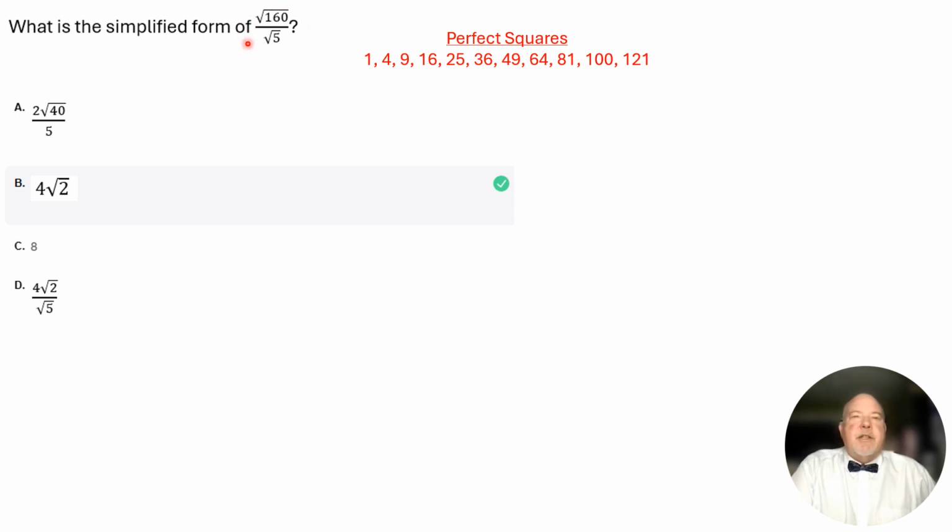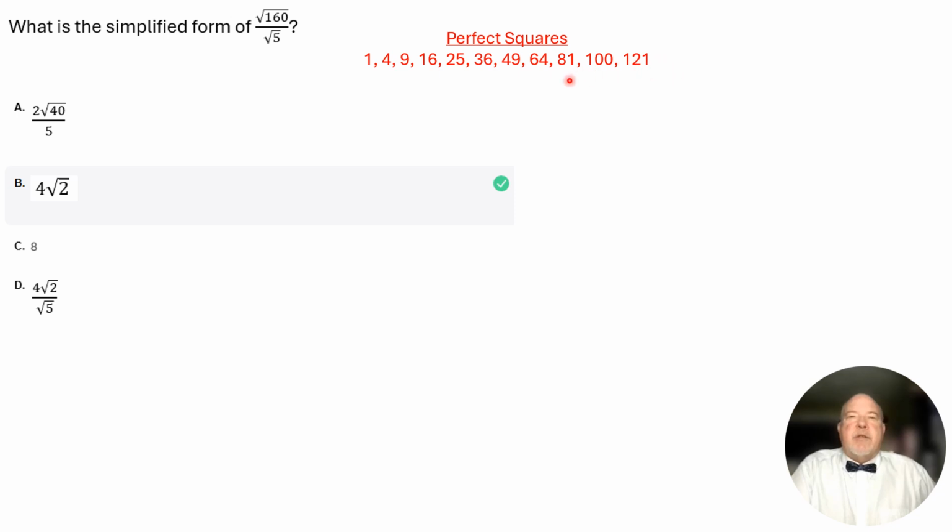We're given a fraction here with radicals in it and asked to simplify this. Now, when you're simplifying radicals, what you're trying to do is factor out any perfect squares.